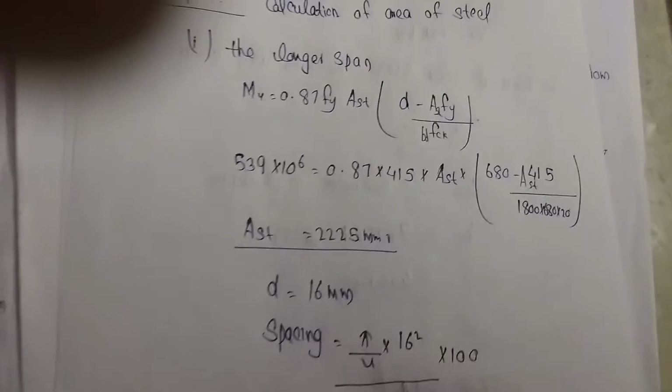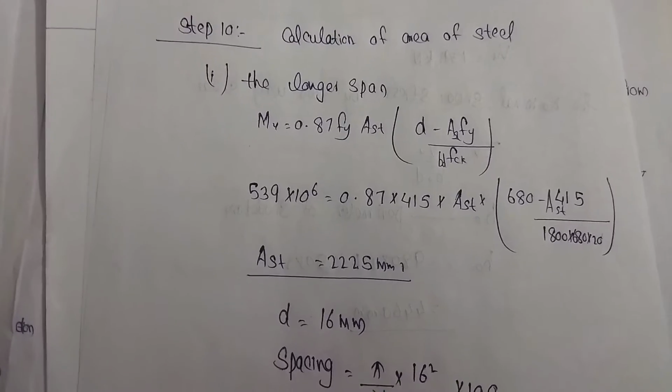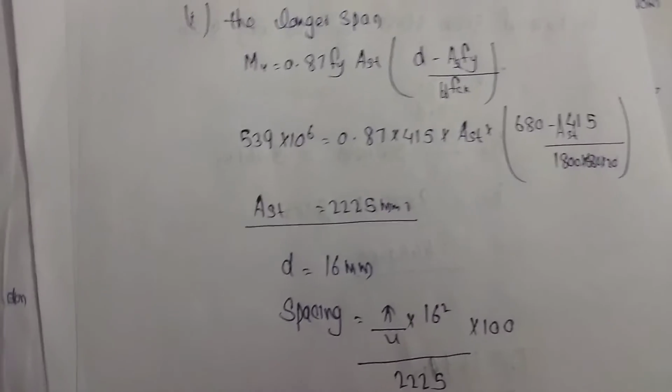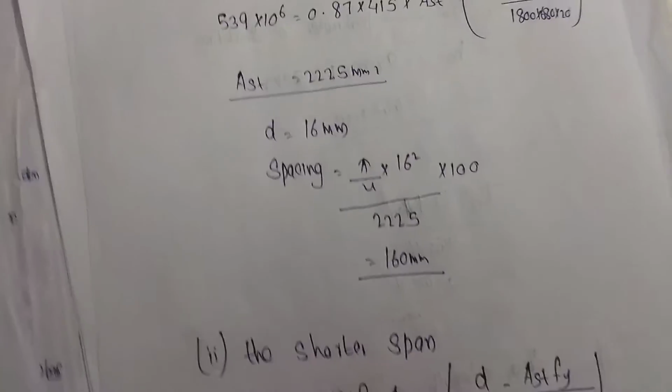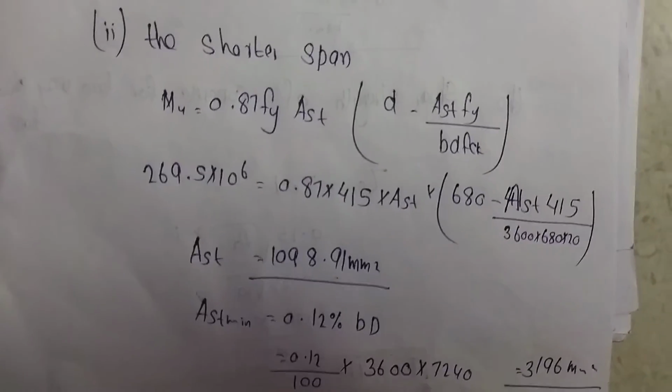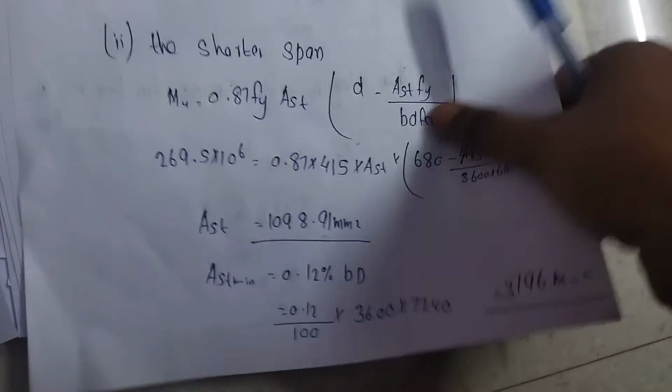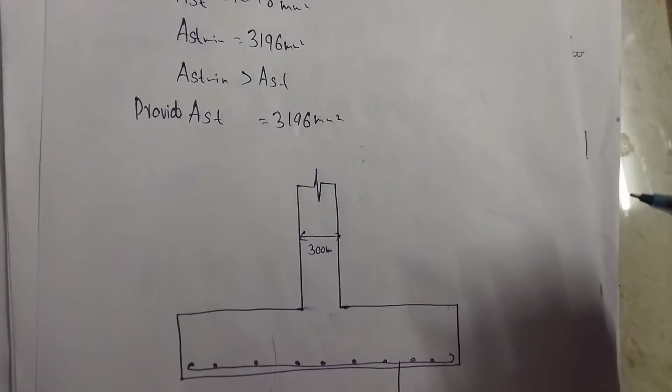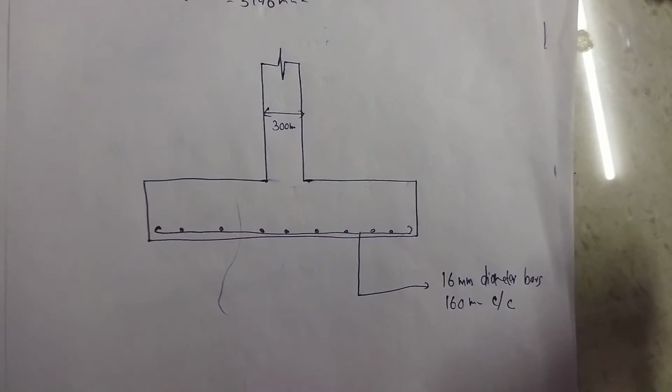After that we calculate the area of steel by using this equation. Ast, then diameter 16 mm, then spacing, then the shorter span Ast, then Ast minimum is 0.12% of bD. Then compare all the values, provide this value and draw this figure.